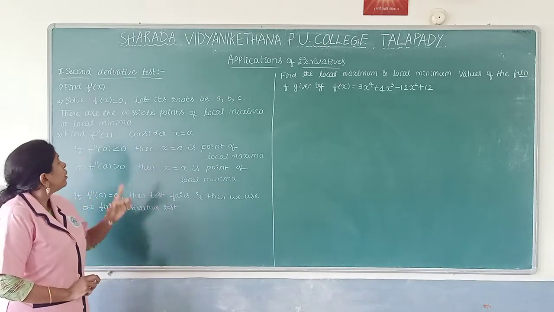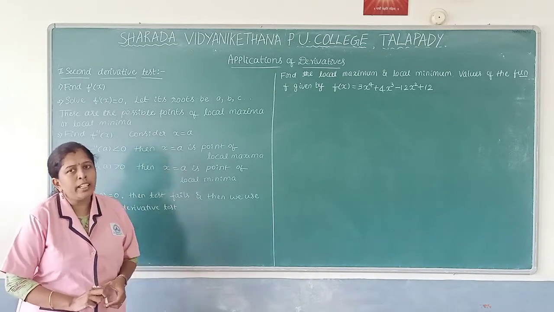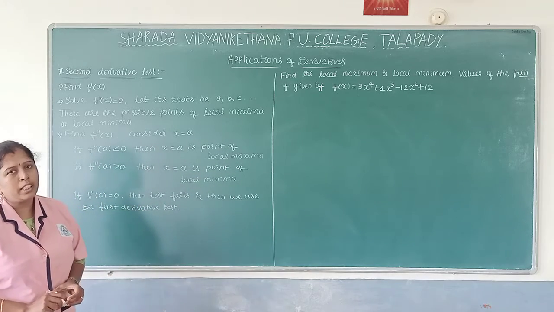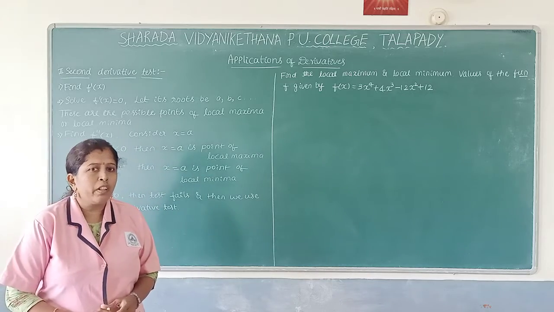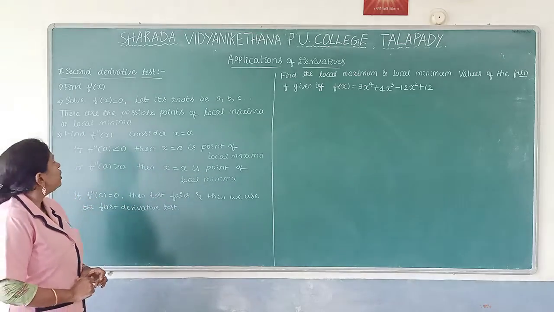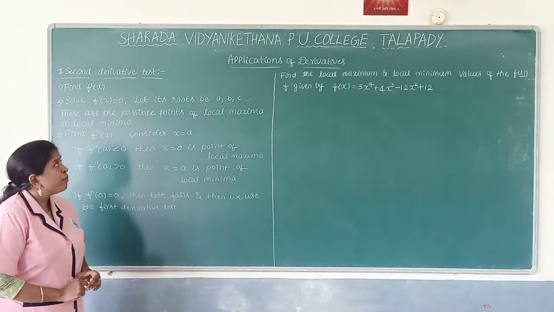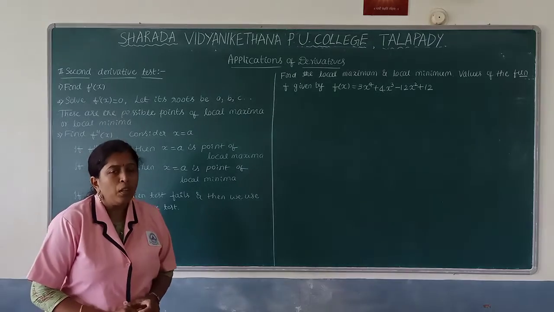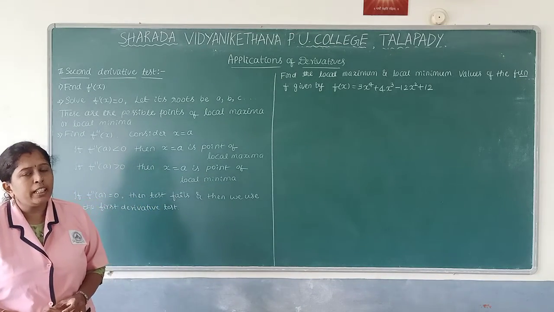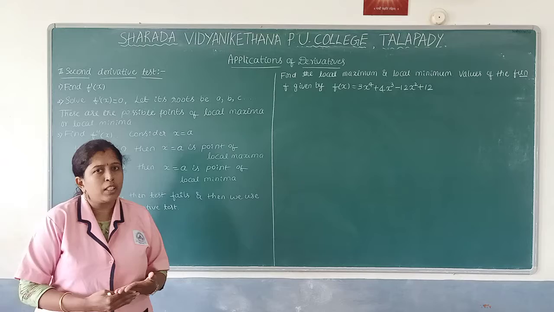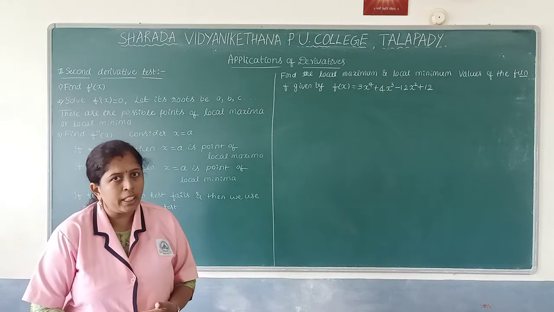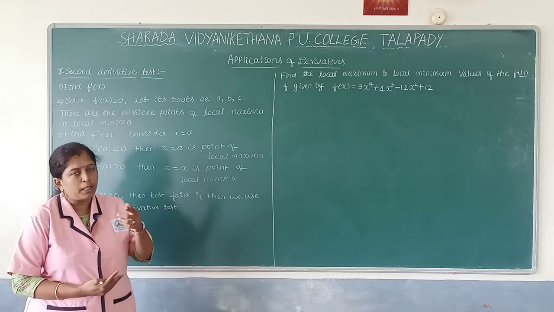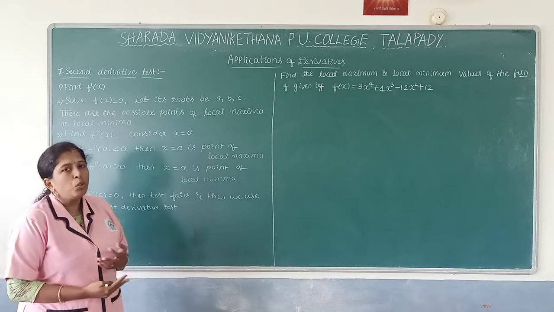Very important. See, what's the procedure for the second derivative test? First, when the given function, whether it is a polynomial, cubic equation, quadratic, whatever, we should differentiate with respect to x. Second, substitute f dash of x equal to 0. If it is a cubic equation, after differentiating we will get a quadratic equation, and in that case, substituting f dash of x equal to 0, we will get 2 roots.